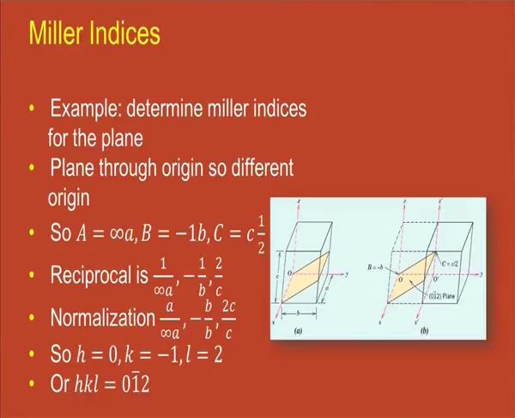Because we are getting integer values, we do not need to multiply or divide with any smaller factor. So, the Miller indices for this particular plane is represented as hkl equal to 0, 1 bar, 2.